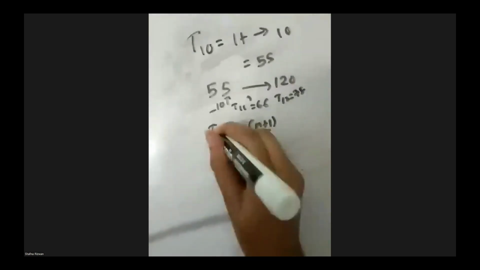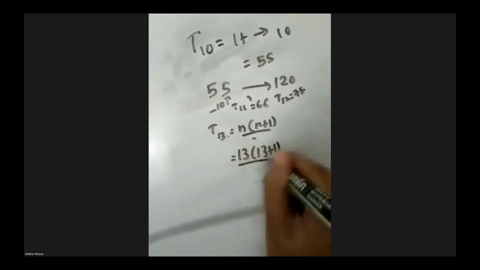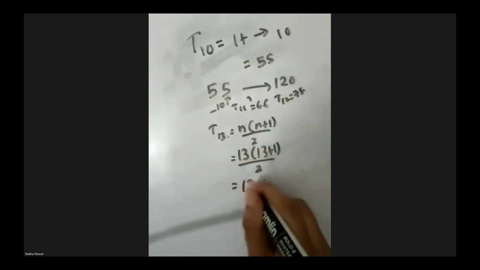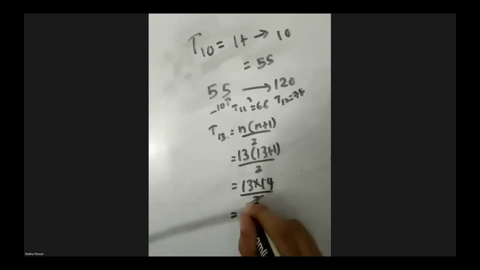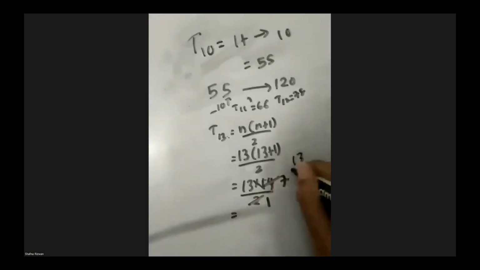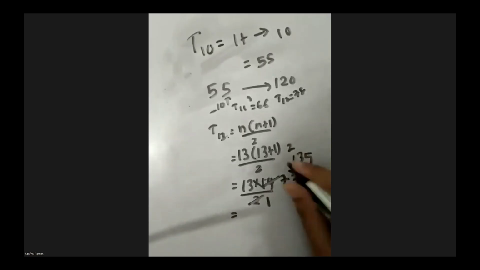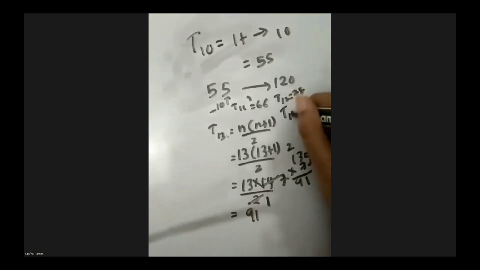After that, how can you find the next one? 13 times (13 plus 1) divided by 2. 13 plus 1 is 14. Here brackets mean multiplication, divide by 2. Here can you cancel? Yes, 1 times 2, 7 times 2. 7 times 13 is how much? Multiply. 7 threes are 21. 7 ones are 7 plus 2, 9. So 91. So 91 is the triangular number.